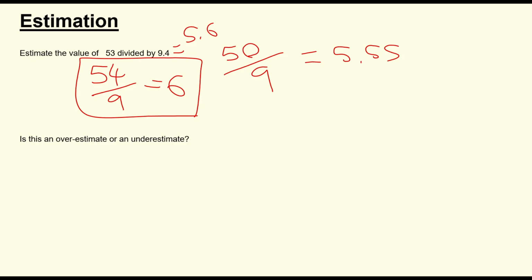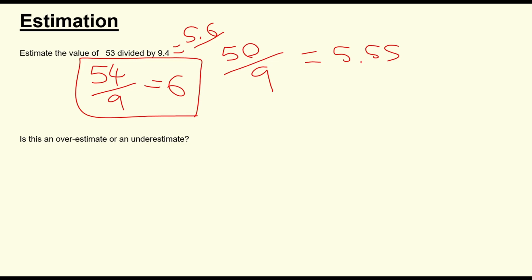Now, you can be asked in GCSEs, is this an overestimate or an underestimate? So is the answer you've given less than or more than the real thing? Well, we can see the real thing here is 5.6. You do have to explain why though, why you know it's an overestimate. You can't say, oh, I calculated it on my calculator.